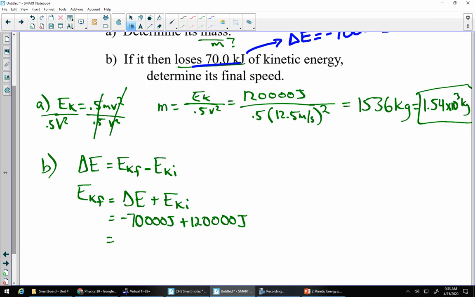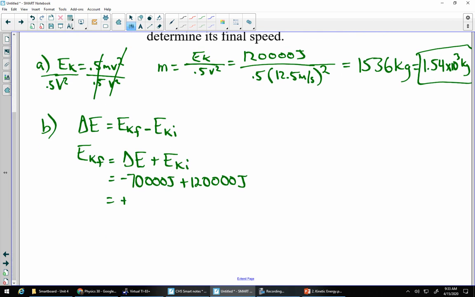Take a second, plug it into your calculator. So negative 70,000 plus 120,000. We should end up with, yeah, that makes sense, 50,000 joules. Probably didn't need a calculator for that one even. So positive 50,000 joules. And then we can even think to ourselves, does this make sense? If I'm starting with 120,000 and then I lose 70,000, it makes sense that I end up with 50,000 joules. Perfect. So last thing that I really want to look at here, I'm just going to put a line to separate this.